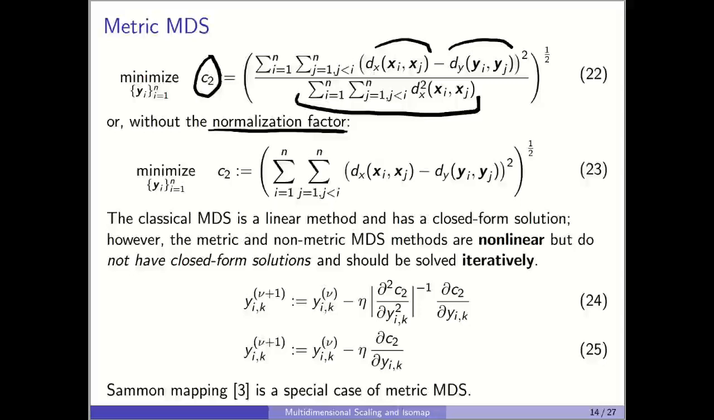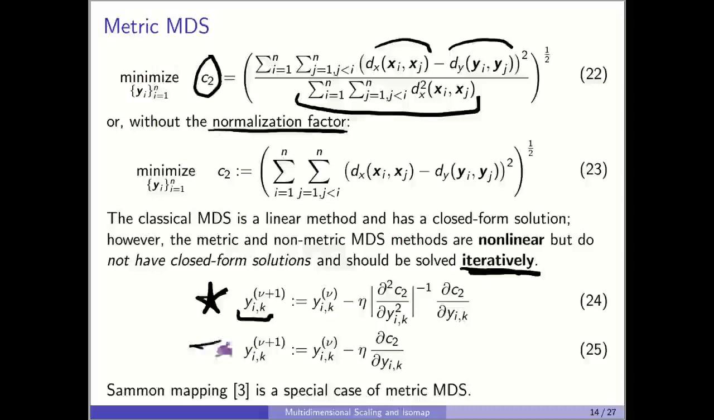But this metric MDS needs to be solved iteratively using gradient descent or Newton's method. So we have made the method nonlinear, but we have lost its closed form solution. Now we should solve it iteratively. Here we solve it using Newton's method. This is quasi Newton's method, diagonal quasi Newton's method, where nu is an iteration index, and y_ik means the kth dimension of y_i. And then we apply this. So we can either apply Newton's method or the gradient descent method.